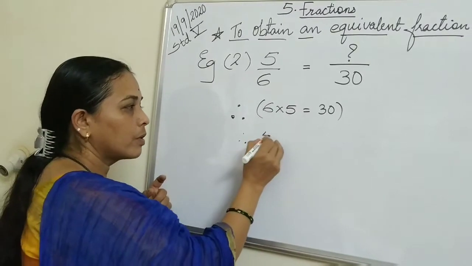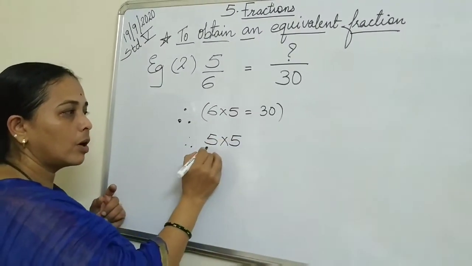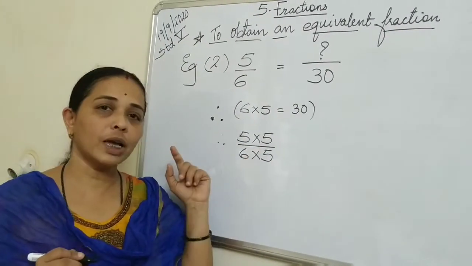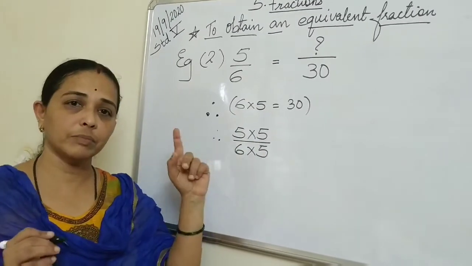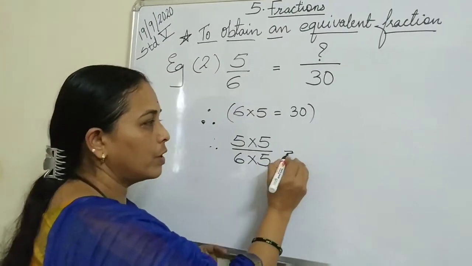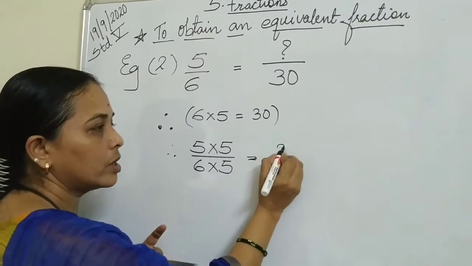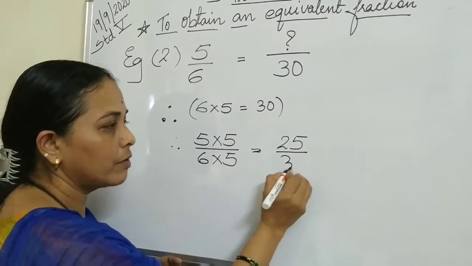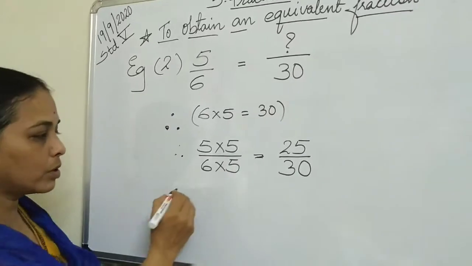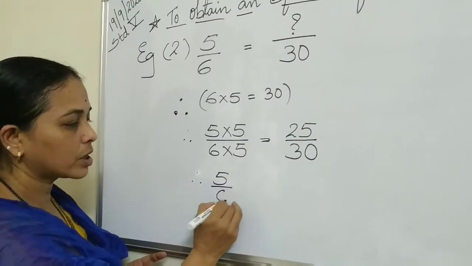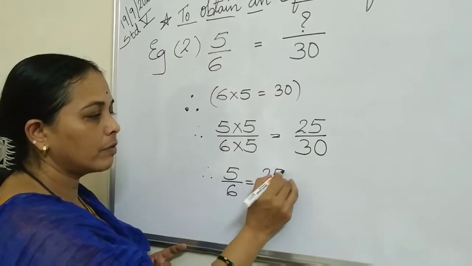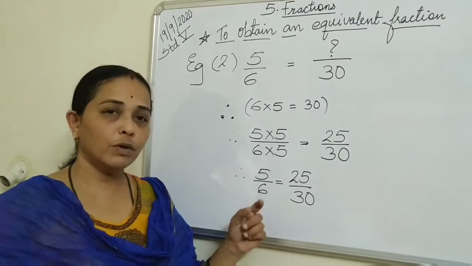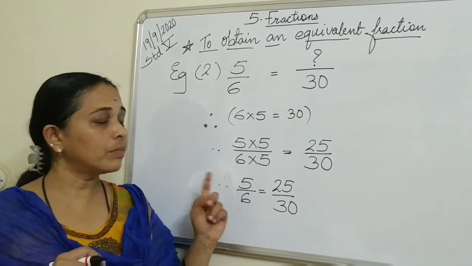So 5 multiplied by 5 upon 6 multiplied by 5. This line upon line is very important because this number is the same, one number. So 5 into 5 we get 25, and 6 into 5 we get 30. Therefore 5 upon 6 is equal to 25 upon 30. These are the equivalent fractions. One more example we will take of division.